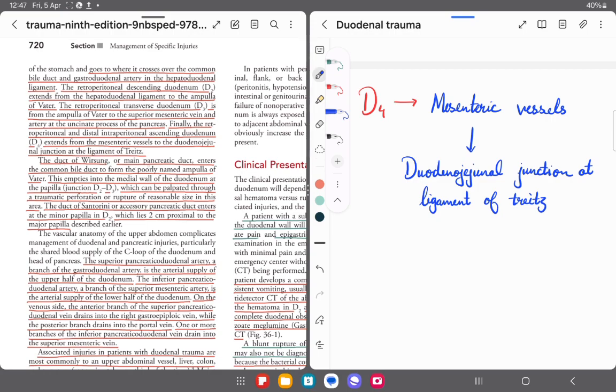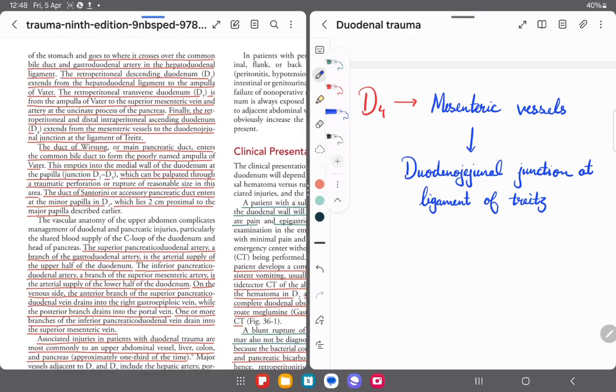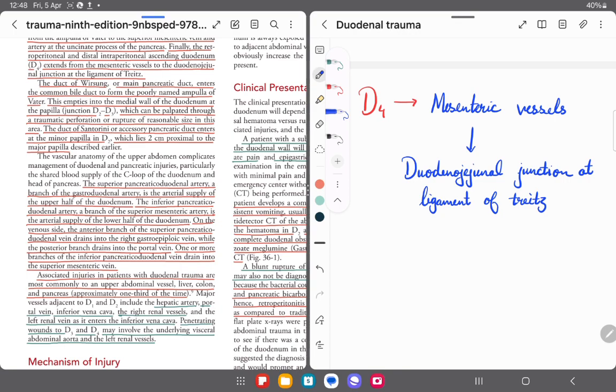So the duct of Wirsung or main pancreatic duct enters the common bile duct to form a poorly named ampulla of Vater. This empties into the medial wall of the duodenum at the papilla junction of D2 and D3, which can be palpated through a traumatic perforation or rupture of reasonable size in this area. There is an accessory duct of Santorini, which enters the minor papilla in D2, which lies 2 cm proximal to the major papilla.